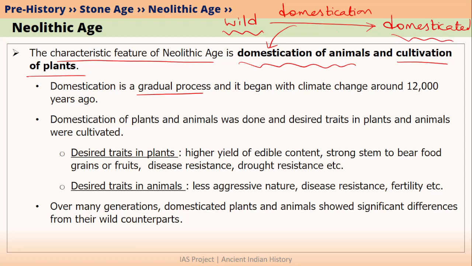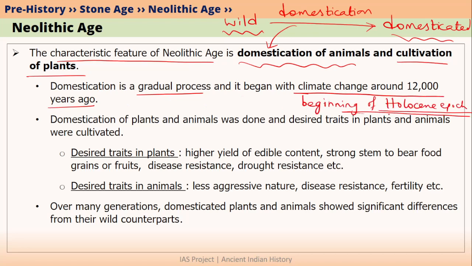So basically, domestication is a process of converting wild animals and plants into domesticated species. And domestication does not happen overnight. It is basically a gradual process and it takes hundreds and thousands of years. When did domestication start? Domestication started when climate change happened around 12,000 years ago. That is, beginning of Holocene epoch.